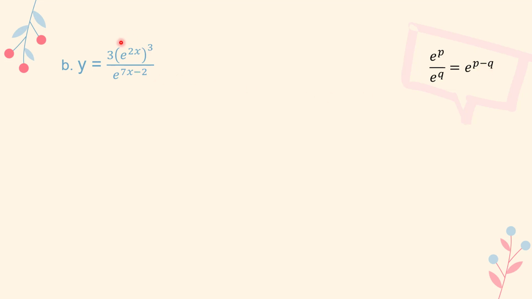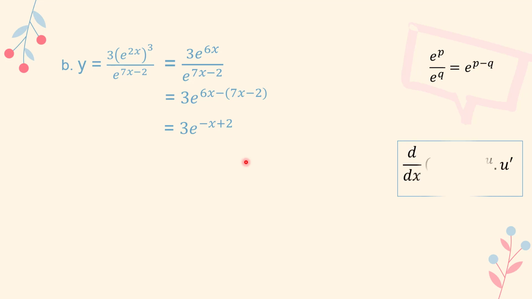So here, we can simplify first by applying the index law to 3 multiplied by 2x, since both of them are powers. Now let's subtract the powers, so we have 3 e to the power of 6x subtracted by 7x minus 2, and simplified it becomes 3 times e to the power of minus x plus 2.